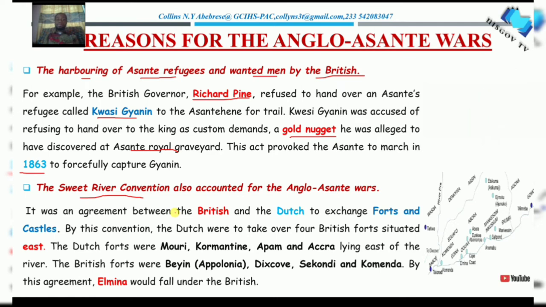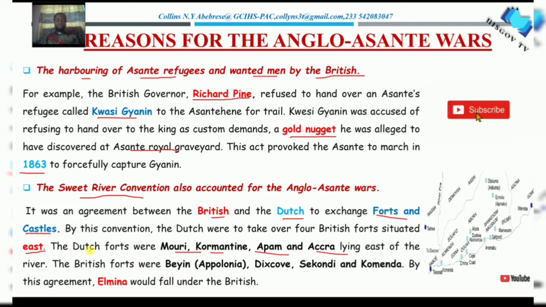This Sweet River Convention was an agreement between the British and the Dutch, and the agreement was for the two countries to exchange forts and castles. So the British were going to give all their forts to the Dutch, and the Dutch were also going to give all their forts to the British. So by this convention, the Dutch were to take over four British forts, which were situated east.